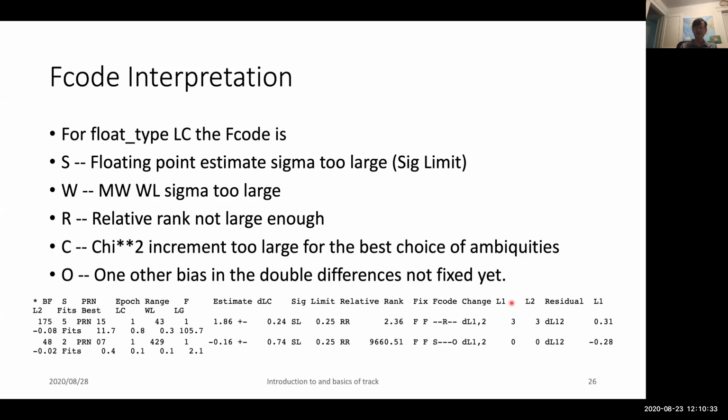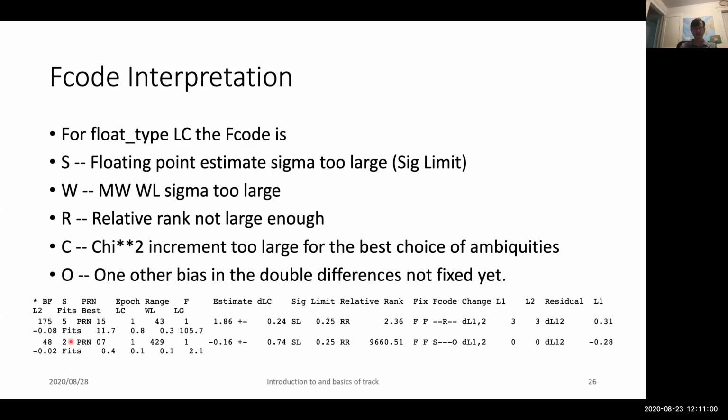And then these are the estimates of the L2 cycles that it would have and the fit parameters that go with it in terms of the ionospheric, wide lane, and the LG. So you can see the LG on this is already quite large, 105, and that's potentially being downweighted, and this is a long baseline case. So this F code quantity in here, which has this dash dash R, the R tells you that it was the relative rank, which meant that this was not resolved.